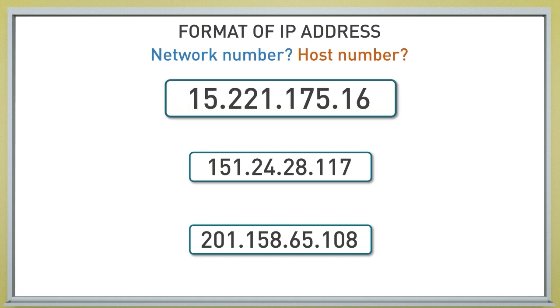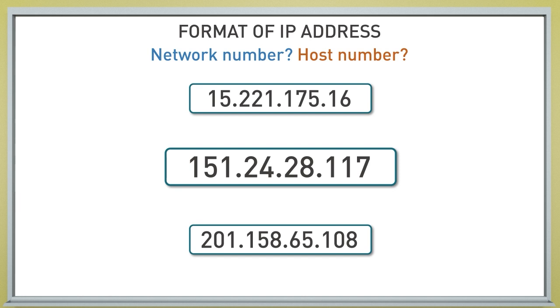Consider the IP address 15.221.175.16. The first octet contains the number 15, which means that the IP address belongs to class A. The class A subnet mask indicates that the first octet stores the network number, and the second, third, and fourth store the host number. So 15 is the network number, and 221.175.16 is the host number.